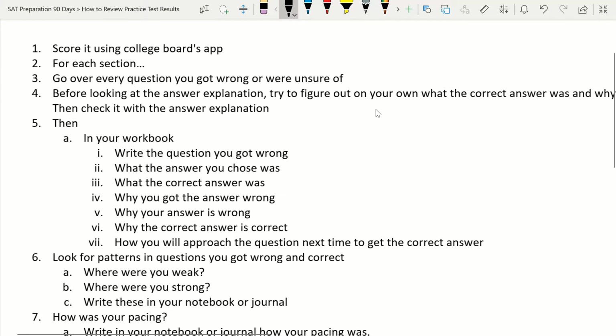Next thing, for each section, so that's going to be the math no calculator, the math with calculator, the reading and the writing, go to every question that you got wrong or were unsure of. If there are any questions that you got right but you weren't certain on the answer and you just kind of guessed, go to those ones too. And then before looking at the answer explanation, so before you look at how to get to the correct answer, try to figure it out on your own.